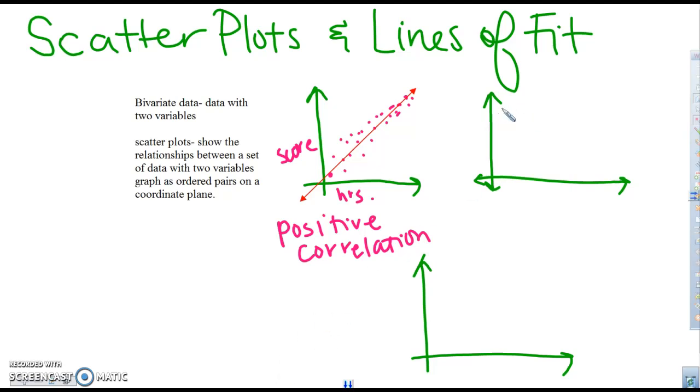This next one, let's say our dots do something like that. What kind of correlation might that have? Good, negative correlation.